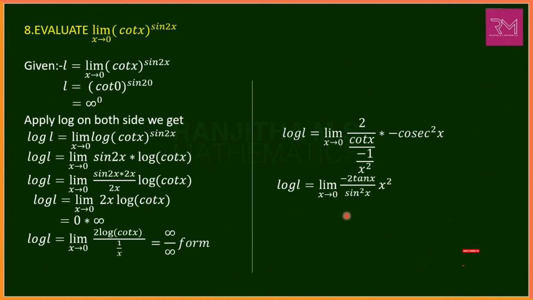Substitute x value as 0, we get log L value as minus 2 into tan 0. We know that tan 0 value is 0. Hence we get log L value as 0. Or we can take L is equal to, if we take log to the right hand side, that becomes exponential power 0. We know that anything power 0 is 1. Hence we get the value of limit as x tends to 0 of (cot x) whole power sin 2x as 1. This completes the problem.